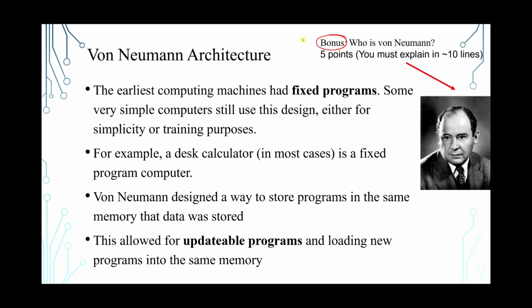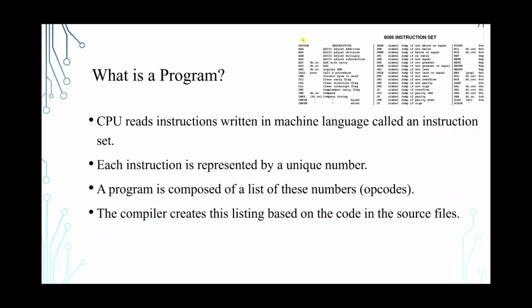So von Neumann designed a way to store programs in the same memory that data was stored on. This allowed for updatable programs and loading new programs into the same memory. And that was amazing, because this is basically the essence of what we have today in our hands, the computers that we know today. So what is a program?